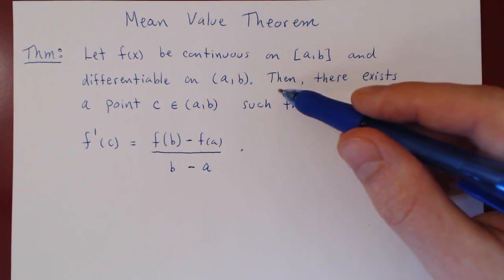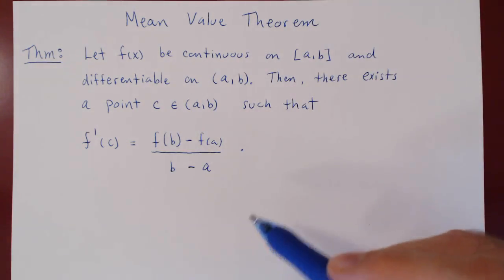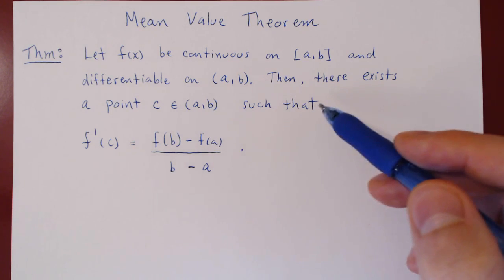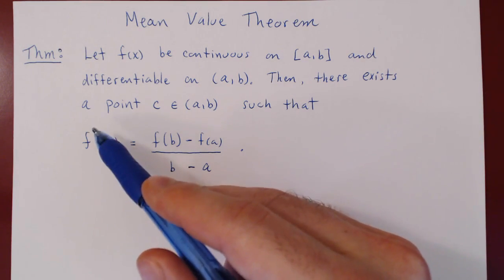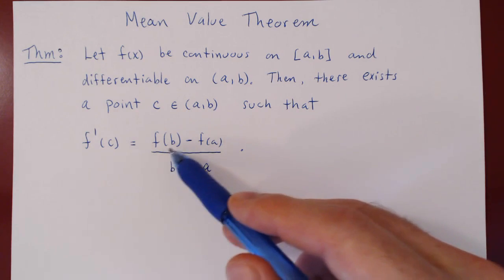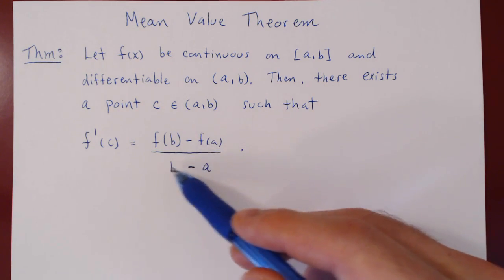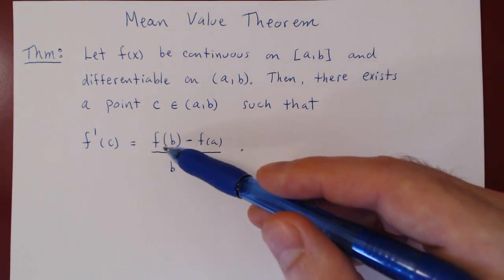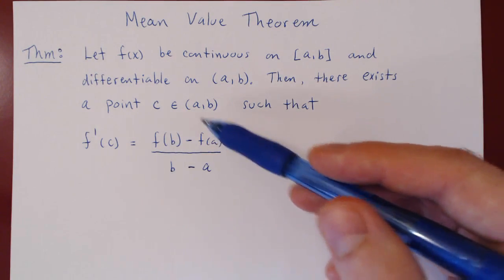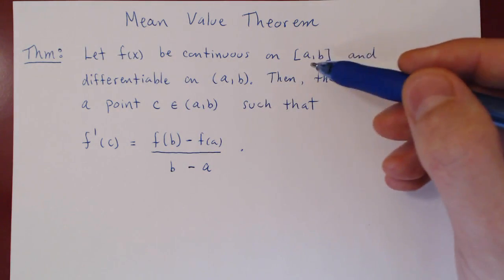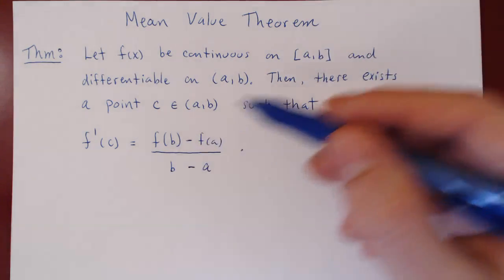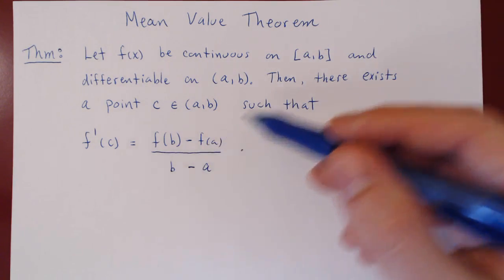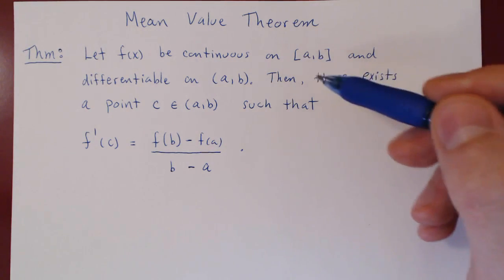Here's the conclusion. Then, and that's the mean value theorem, there exists at least one point c in the open interval (a, b) such that the derivative of the function at c equals f of b minus f of a over b minus a. Now if you think of what this is geometrically, this is the total change in y of the function f over the interval [a, b]. f of b is the final value of the function minus f of a, the initial value. So that's the total change in y over the total change in x, b minus a.